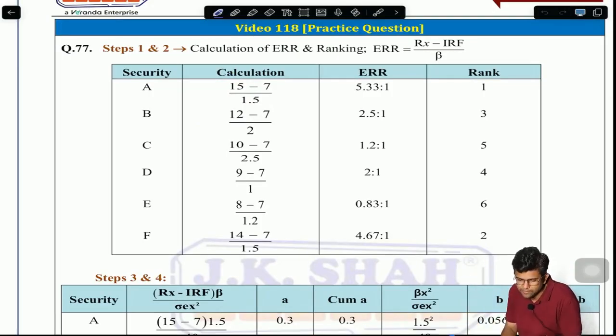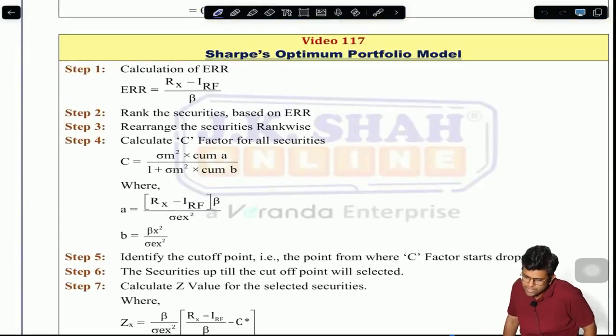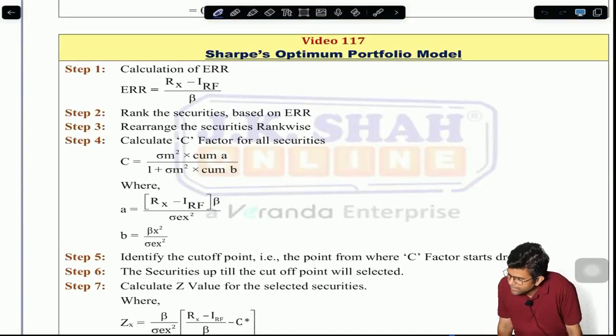Understand from me. Once that is done, we have to calculate something called the C factor. C factor is sigma m square into cumulation of A, the whole upon 1 plus sigma m square into cumulation of B, where A is equal to Rx minus IRF the whole into beta upon sigma Ex square, and B is beta square upon sigma Ex square.